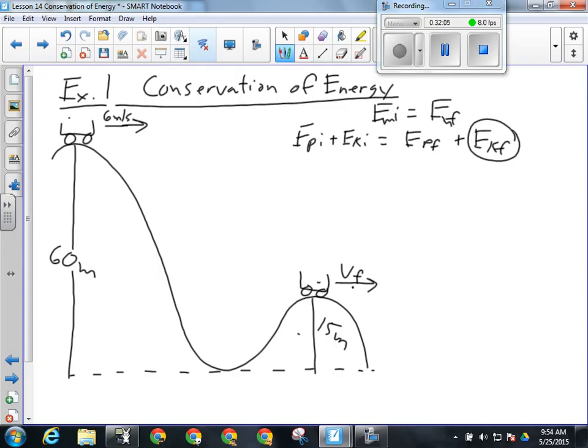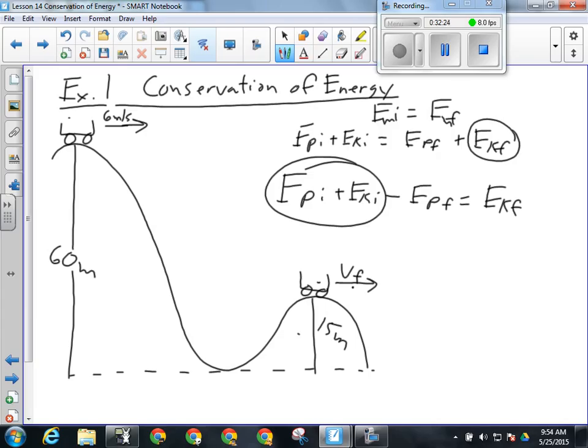Divide? Subtract, right, because I'm adding. So that's going to mean EP initial plus EK initial minus EP final equals EK final. And that should make sense. This is the mechanical energy. If I subtract the potential, I should be left with the kinetic, right? So at this point I've got to plug in the full formulas, because I've got to find VF. So I'm going to put everything in there now.